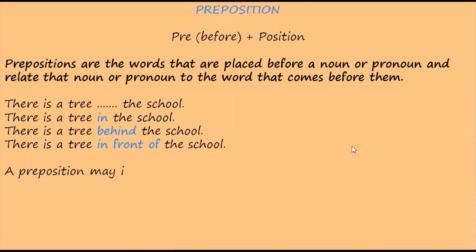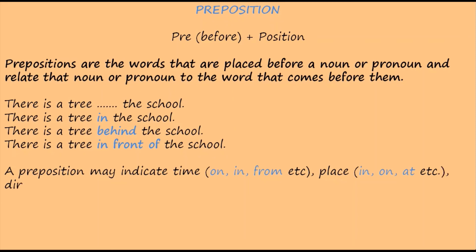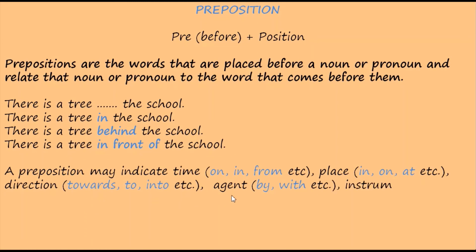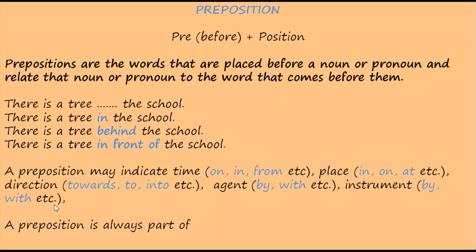A preposition may indicate time, such as on, in, from. They can indicate place, as in, on, at. They indicate directions, such as towards, to, into, onto, etc. They can indicate agent, as by, with, etc. Instrument, such as by, with, etc. A preposition is always part of a phrase, and that is called a prepositional phrase.